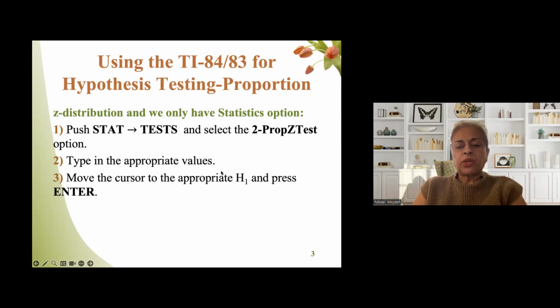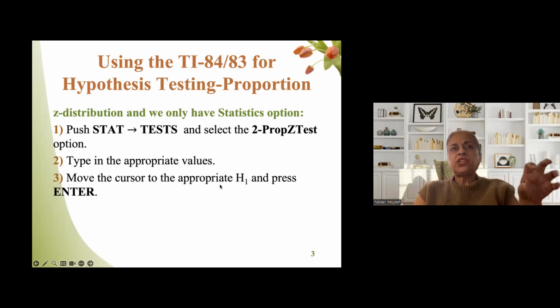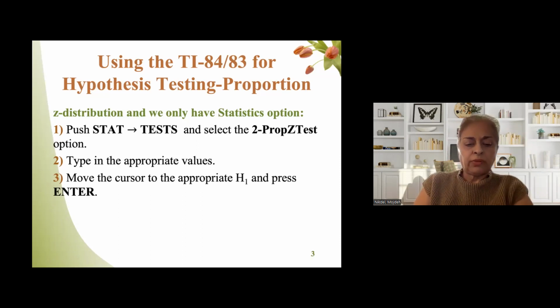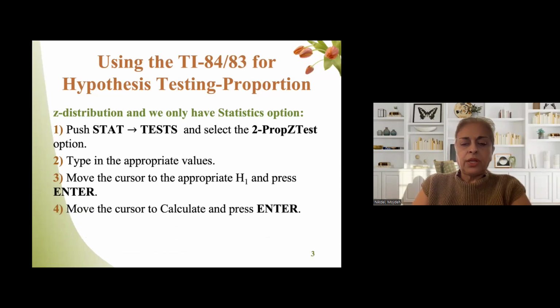Move the cursor to H1. So it has H0 colon, and then you have to pick equal, less than or equal, or greater than or equal. Not equal, less than, or greater than are the signs of your H1. Then you press enter. Then you go to calculate, highlight, calculate, press enter. The same steps, except this time, with two prop Z test, we only have a statistic option.